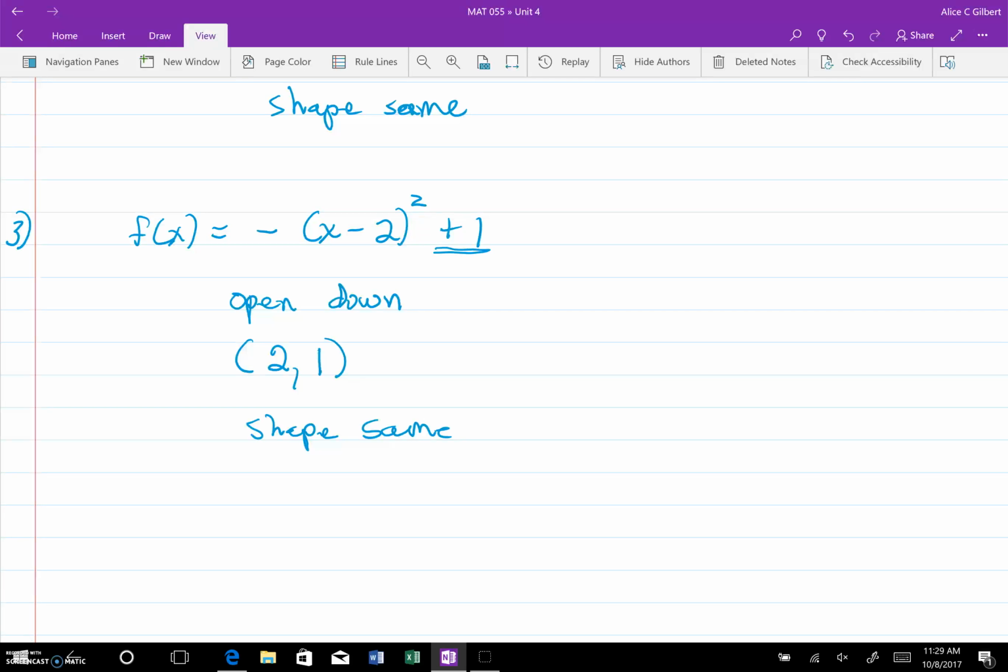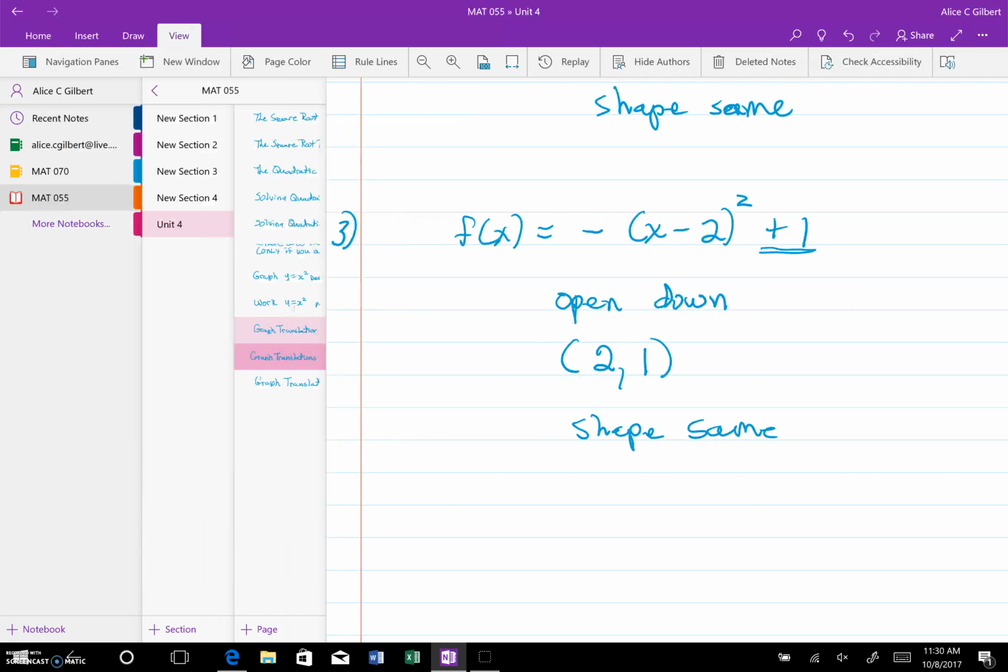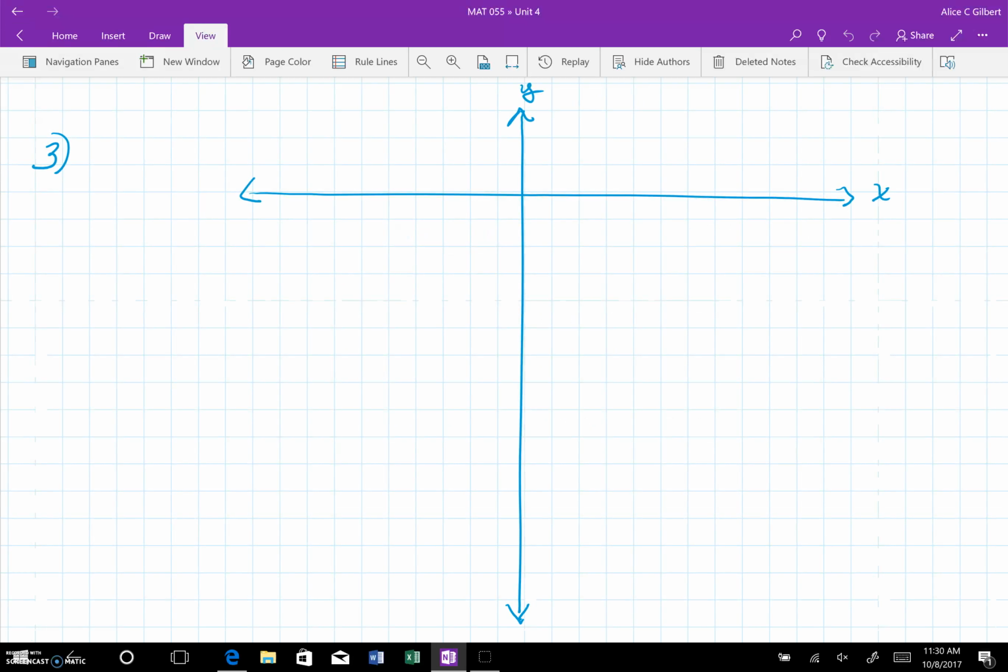Okay? So let's go ahead and graph this guy. Our vertex was 2, 1. So I go to the right 2 from the origin and up 1, and that's our vertex. Now I know it's going to open downward, but other than that, the shape is exactly the same. So I go to the right 1, and instead of going up 1 now, though, I go down 1.